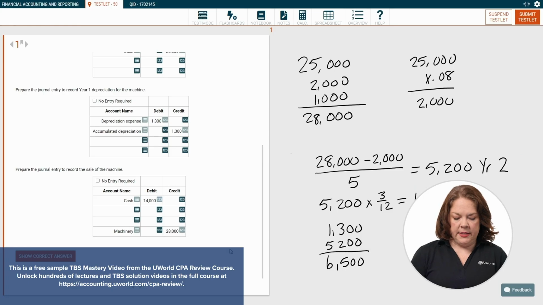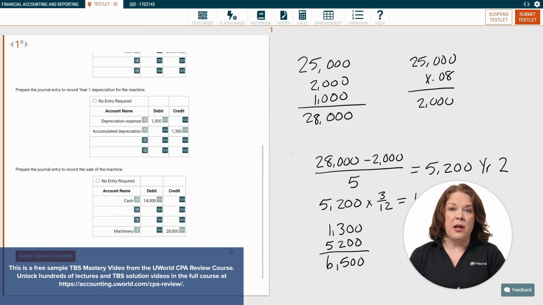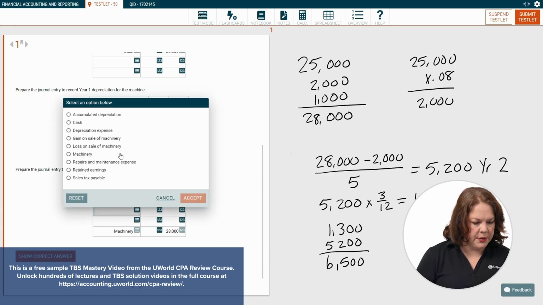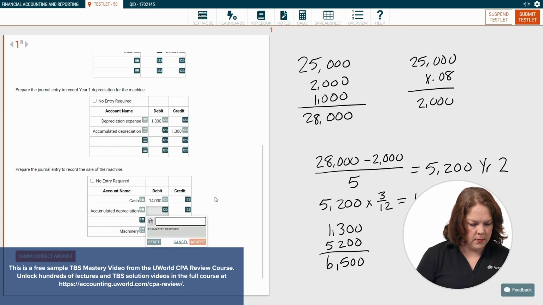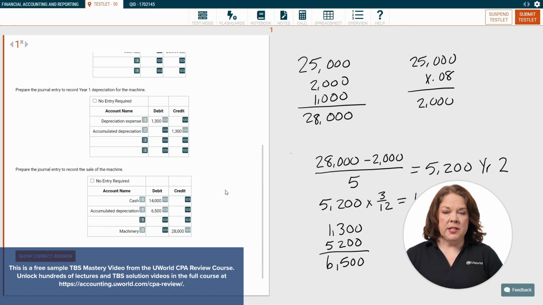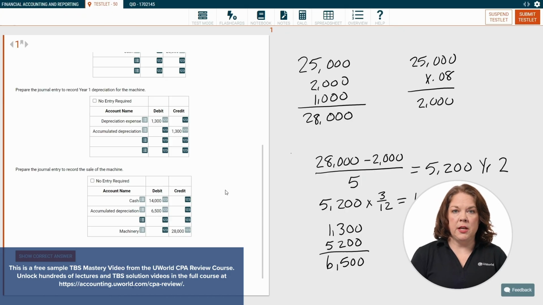What should we do next? It's that accumulated depreciation we also need to get off the books, right? Once we sell this asset, we don't have it, and we don't have the accumulated depreciation. Again, that was a contra asset, so it currently has a credit balance. So we will debit that account for $6,500. So now we have the cash coming in, we have the machinery off the books, and we've gotten the associated accumulated depreciation off the books as well.